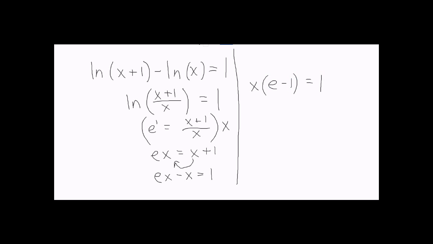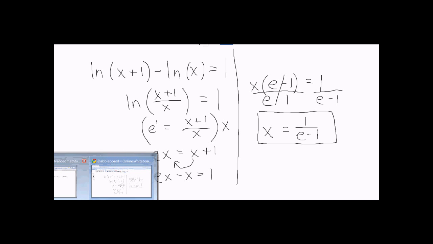Now, e minus 1, again, is just a number. I know I'm getting annoying here, I keep saying that, but don't freak out if you see an e or a pi or anything. You're going to divide by e minus 1, and that's going to cancel out over here. x is equal to 1 over e minus 1. And again, you can just drop it into a calculator if you want, but that's a good enough answer for most calculus teachers. Okay, that was number 9.